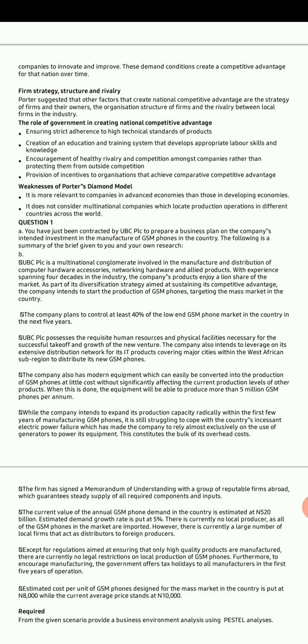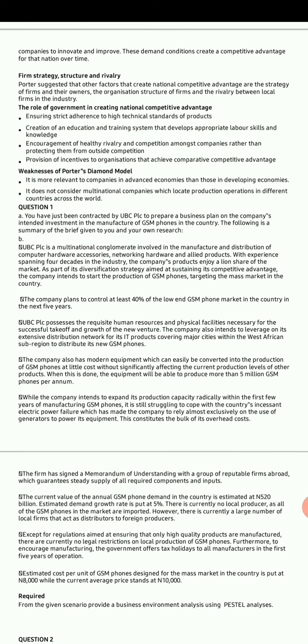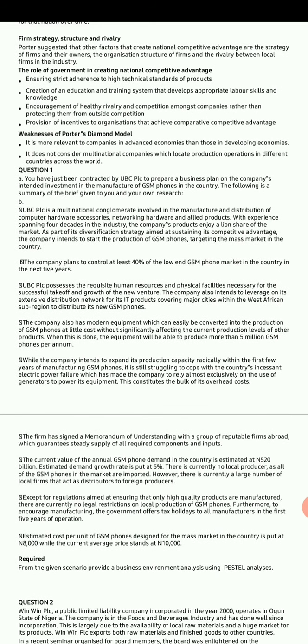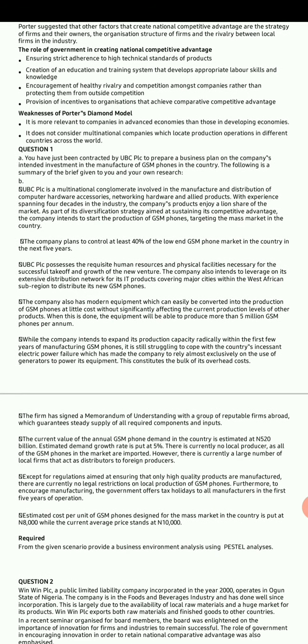So we have our question 1 here. I'm going to read it out. They said, you have just been contracted by UBC PLC to prepare a business plan on the company's intended investment in the manufacture of GSM phones in the country. The following is a summary of the brief given to you and your own research.